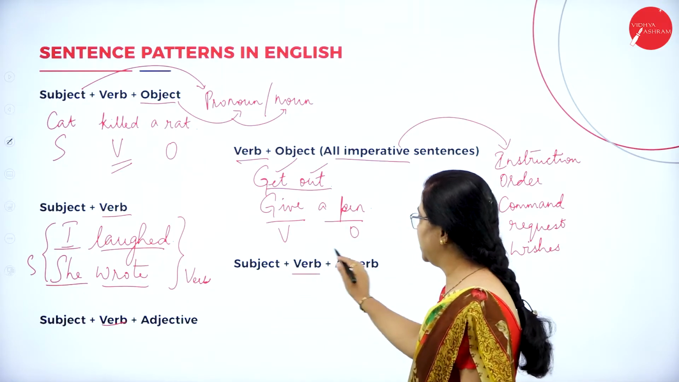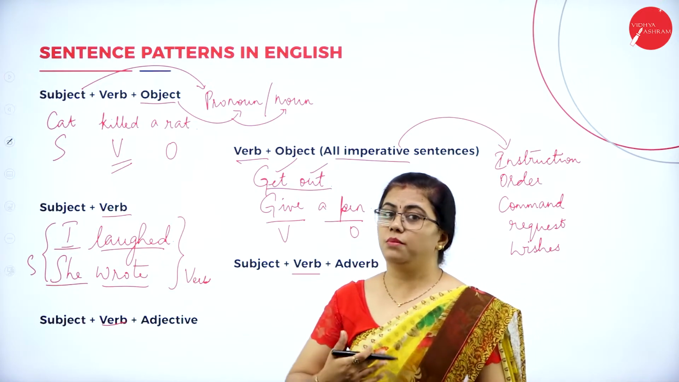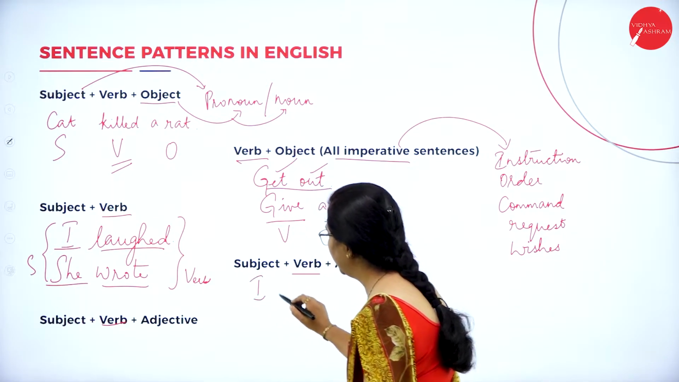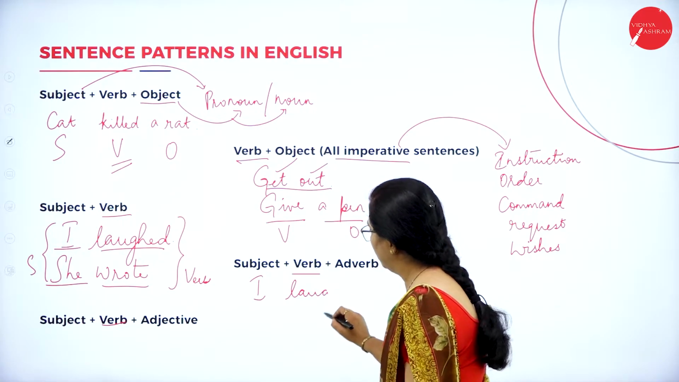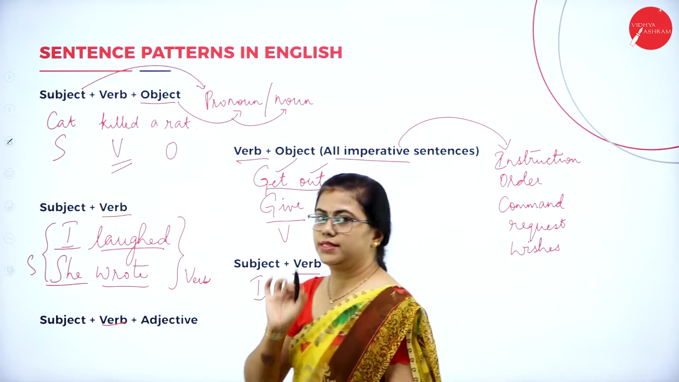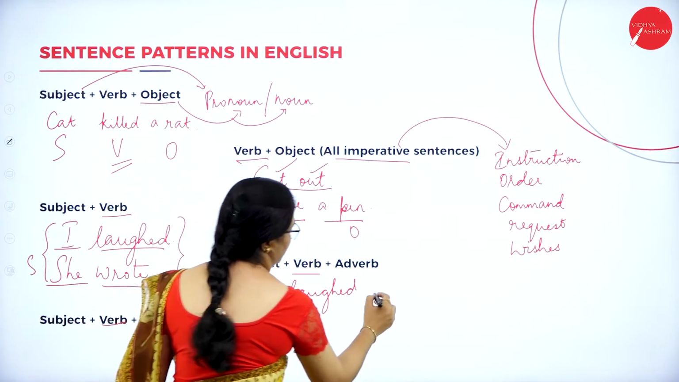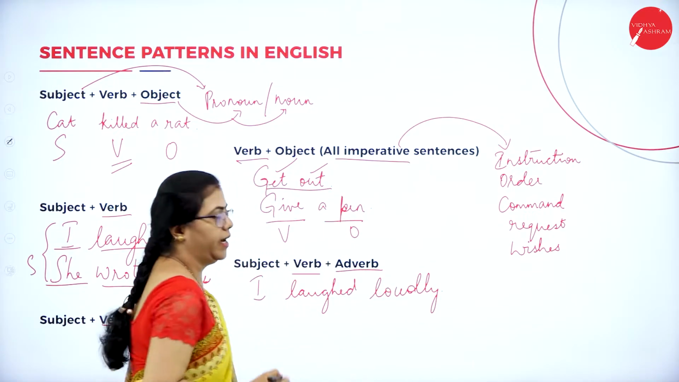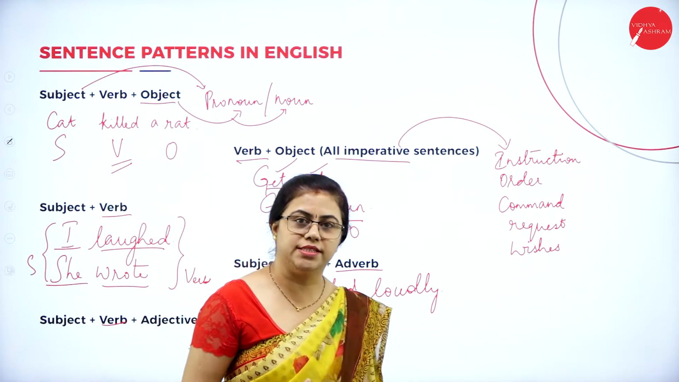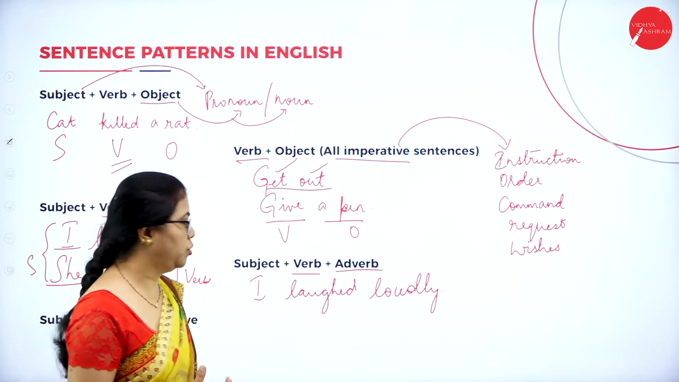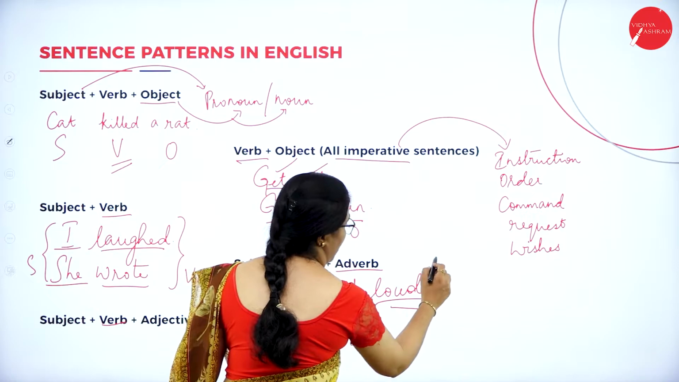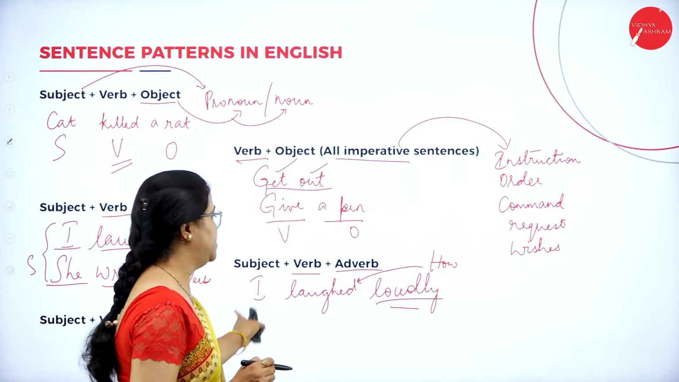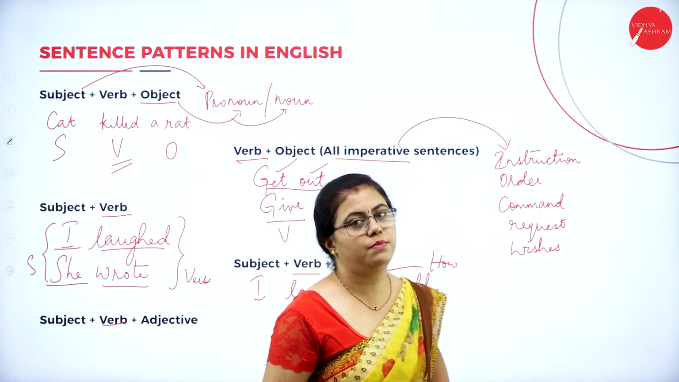Then we have subject, verb, and adverb. Sometimes we may have subject, verb, and adverb also. Which are those? Suppose I say, I'll take this example only, I laughed. I is the subject, laughed is the verb, then you have the adverb, loudly. How did you laugh? You have already learnt adverbs, right? Adverbs tell us how the verb is done. How is the work done? That is shown by the adverb. So loudly shows how the work is done. So how did you laugh? Loudly. So subject, verb, and adverb is one of the sentence patterns in English.